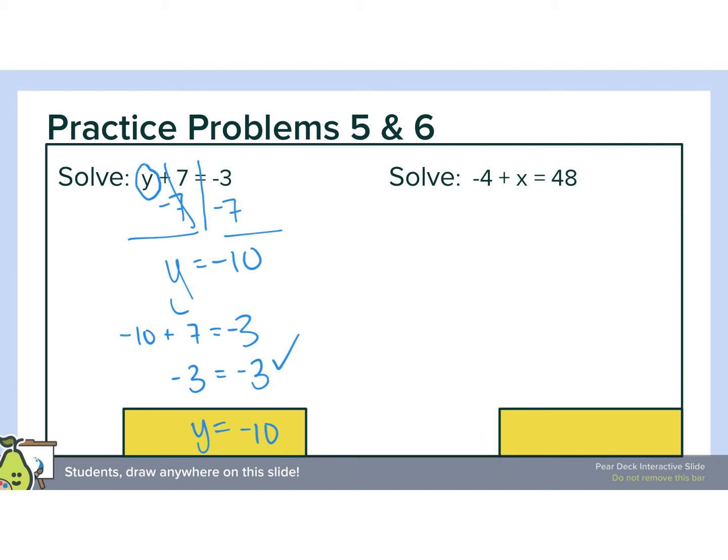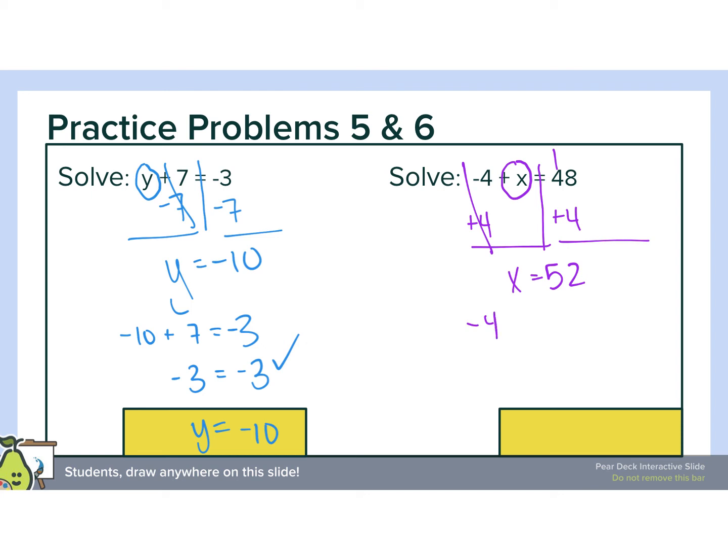Last one, practice problem 6. I want the x by itself. It's attached to a negative 4. That negative 4 has to go. I'm going to do the opposite and add 4. Those cancel out. 8 plus 4 is 12. 4 plus 1 is 5. So I think x is 52.